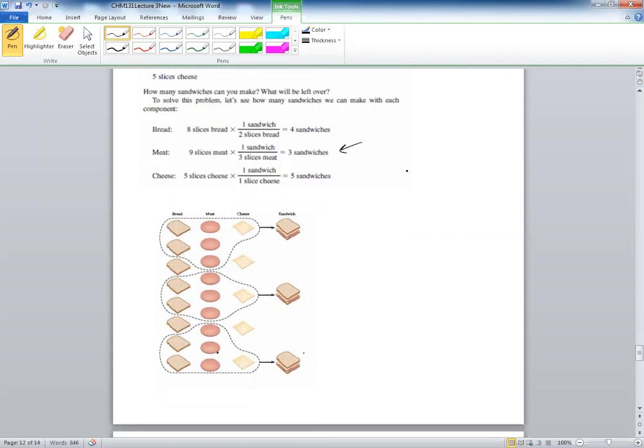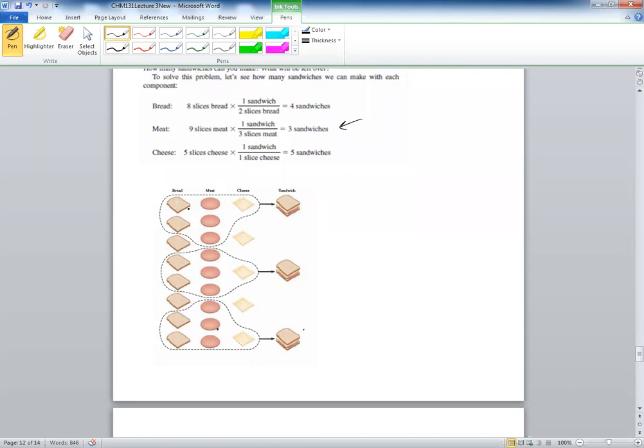Let's look over here. Here's the first sandwich. 3 slices of meat gone. Here's the second sandwich. Another, again, more slices of meat gone. 3. So that's 6. And here's the third one. So you have 3 slices taken out. So you're left now with 0 meat. But you have 1 slice, 2 slices of cheese left, and you have 2 slices of bread left.